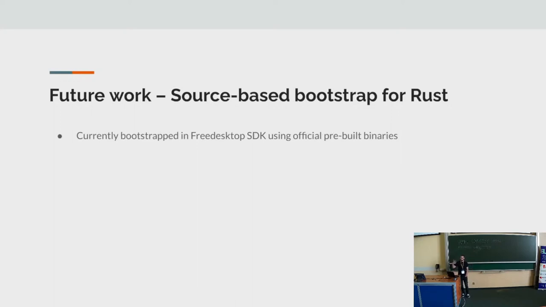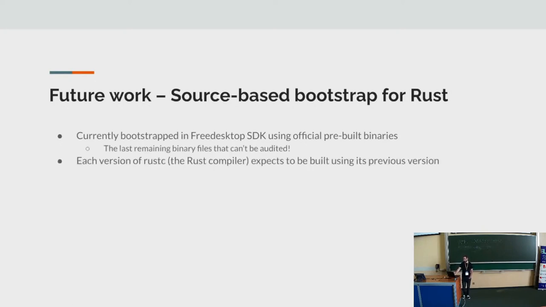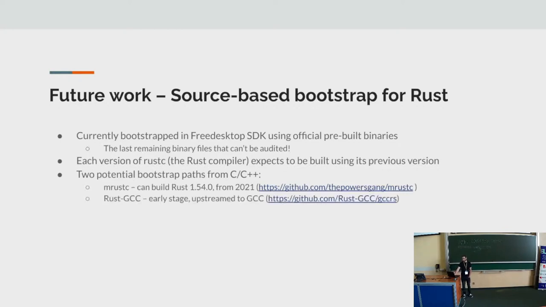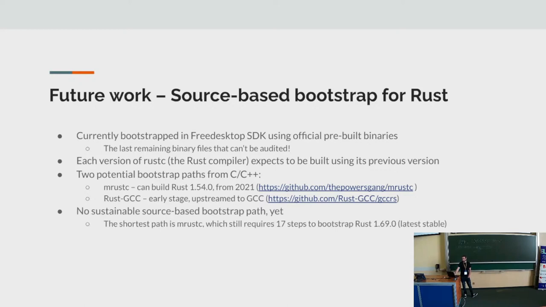Rust basically always builds its latest stable version using the previous stable version, similarly to what Freedesktop SDK was using, which makes it very hard to bootstrap. There are a few potential bootstrap paths for Rust. MRustC is basically the most progressed one, let's call it, but it's still not sustainable. You need at least 17 steps of building Rust over and over in order to get the latest version. MRustC is itself built using C. So given a C compiler, you can build a very old version of it. It's not exactly Rust, it's a Rust-compatible compiler. And that's it.